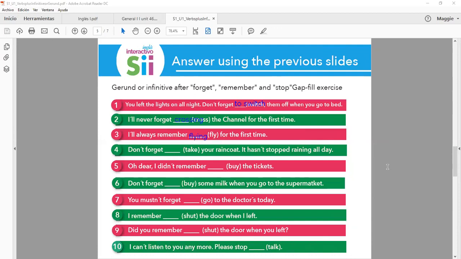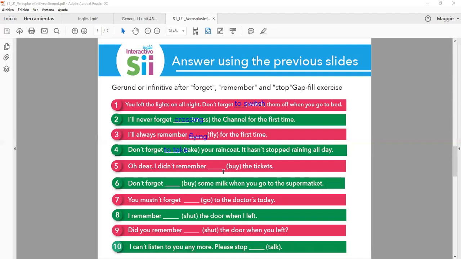Number 4, don't forget take your raincoat. It hasn't stopped raining all day. Is this a to-do or is this in the past? Yes, you're right. It is a to-do. So we say, don't forget to take your raincoat. It hasn't stopped raining all day.